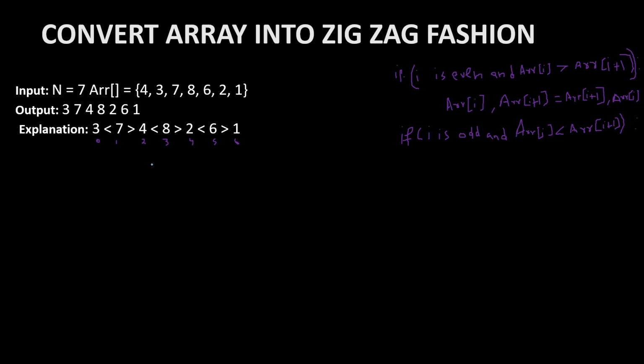Now what the question is saying, let's see. We have an array of length 7, and in the explanation you can see the odd index values are always greater than the left and right positions. Here the odd value is greater than left and right, and here also the odd value is greater than left and right. Similarly, for even values, they are always smaller than their rightmost values.